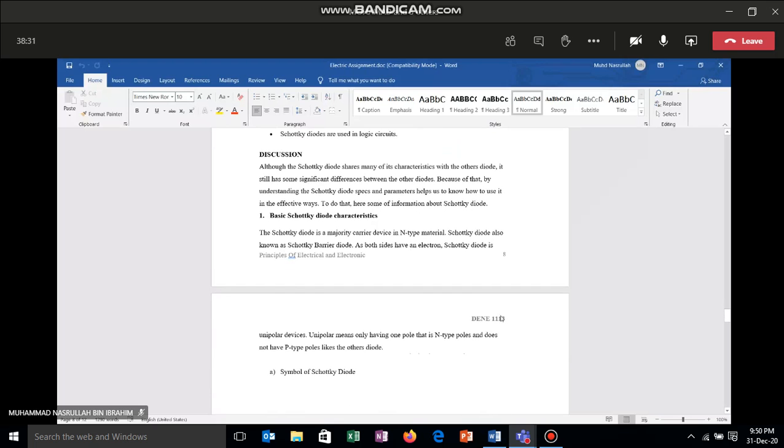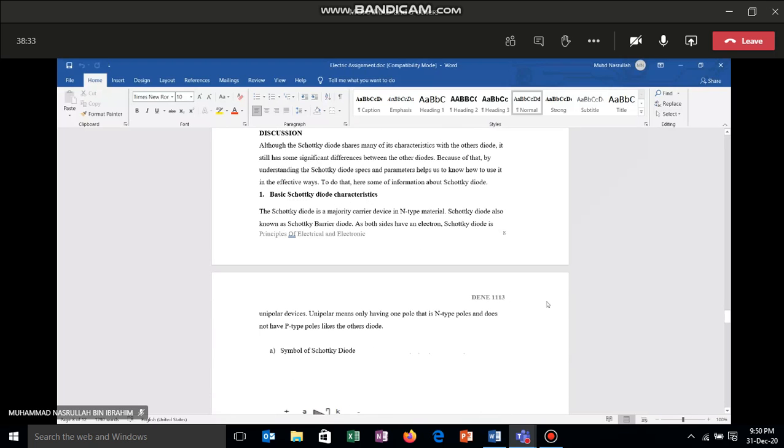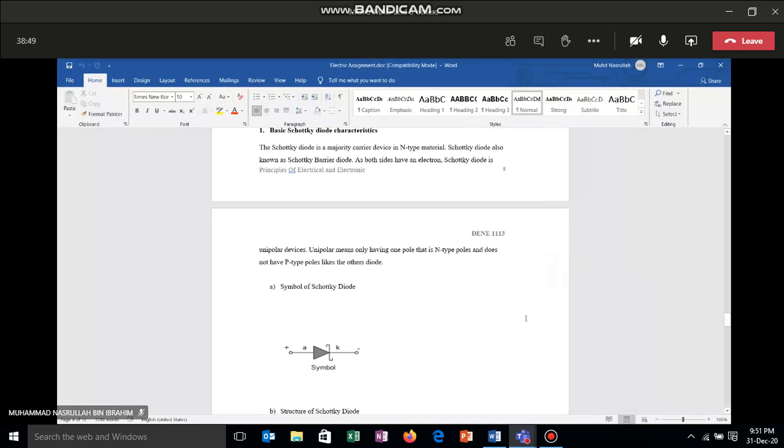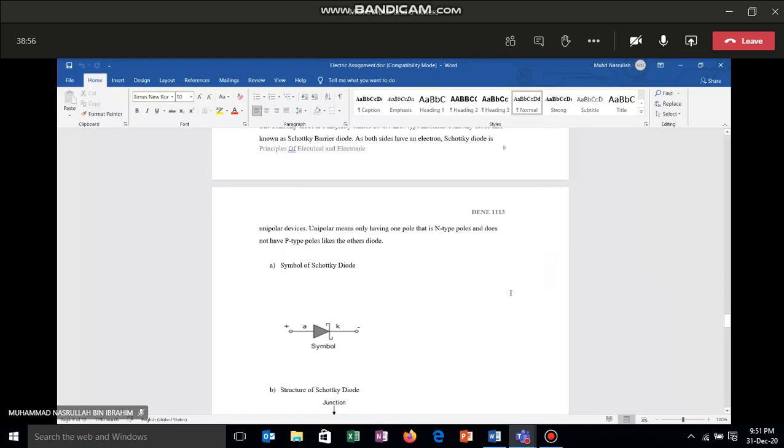First, basic Schottky diode characteristic. The Schottky diode is a majority carrier device in N-type material. Schottky diode is also known as Schottky barrier diode. As both sides have an electron, Schottky diode is a unipolar device. Unipolar means only having one pole, that is N-type pole, and does not have a P-type pole like other diodes.